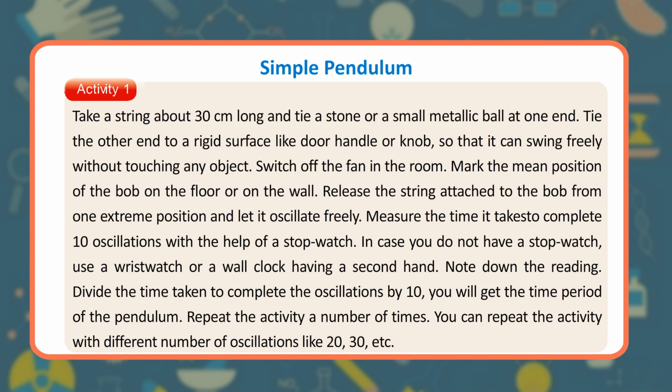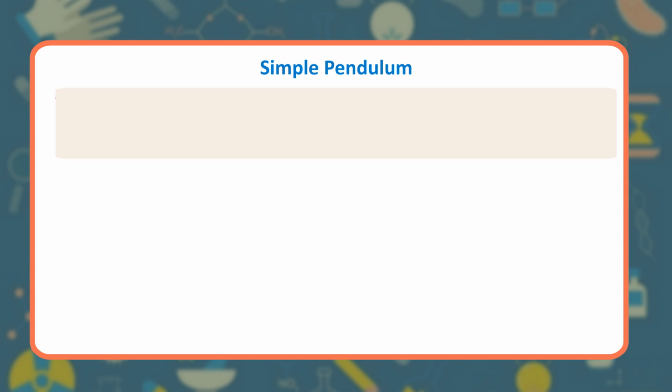Measure the time it takes to complete 10 oscillations with the help of a stopwatch. In case you do not have a stopwatch, use a wristwatch or a wall clock having a second hand. Note down the reading. Divide the time taken to complete the oscillations by 10. You will get the time period of the pendulum. Repeat the activity a number of times. You can repeat the activity with different numbers of oscillations like 20, 30, etc.